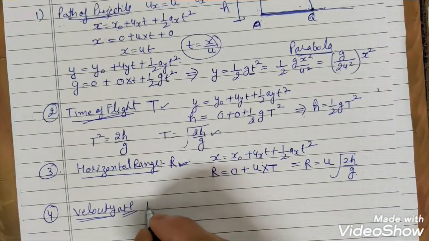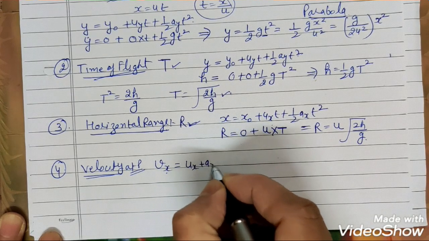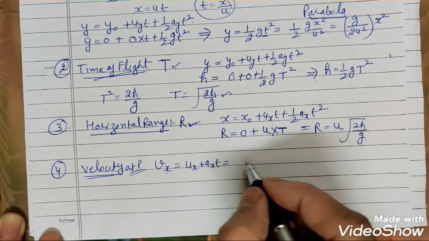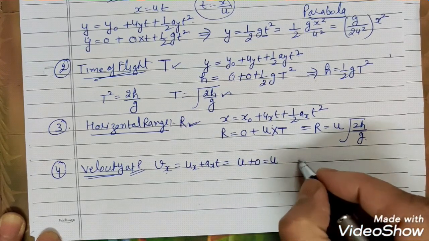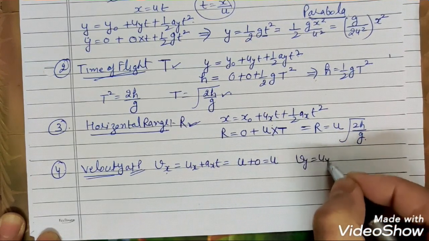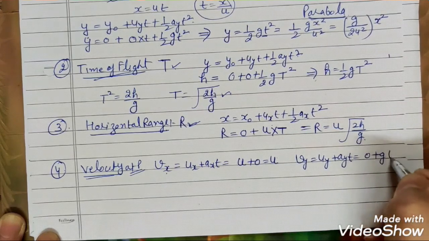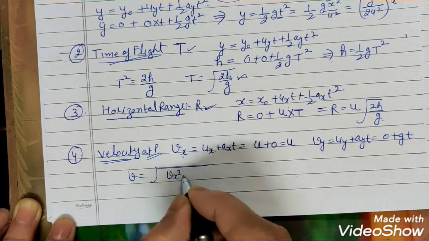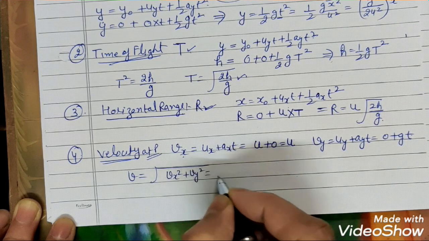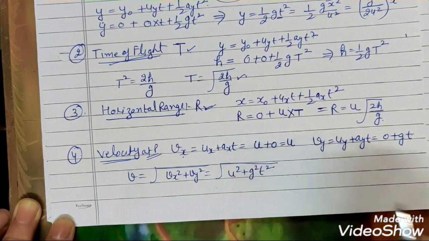But we say that the horizontal component remains the same throughout the motion. So v_x = u_x + a_x t, we can prove it also: u + 0, that is u. And what about the vertical? That is v_y = u_y + a_y t, means 0 + gt. So the total velocity is √(v_x² + v_y²), that is √(u² + g²t²).